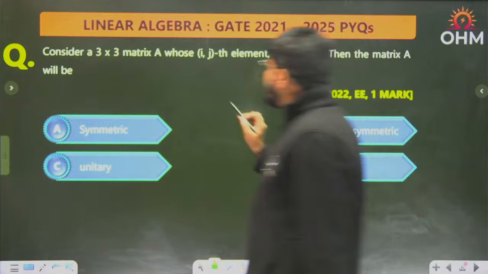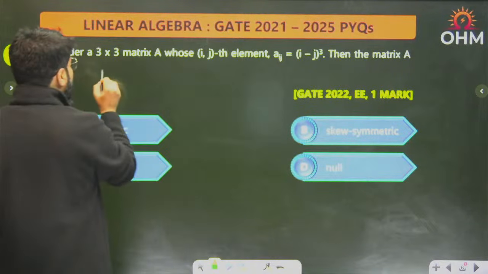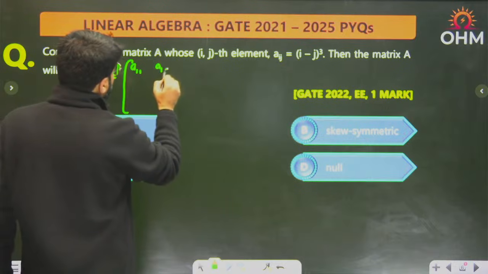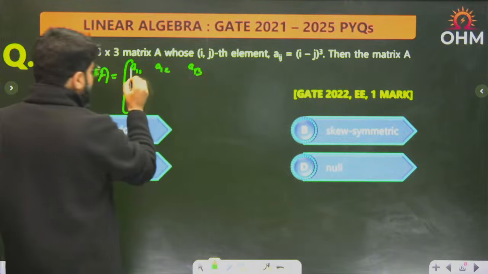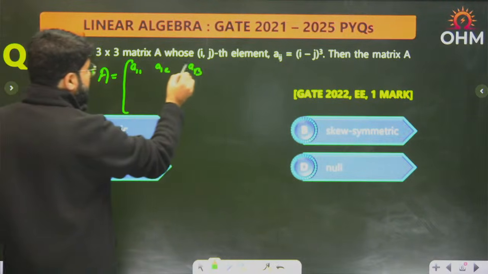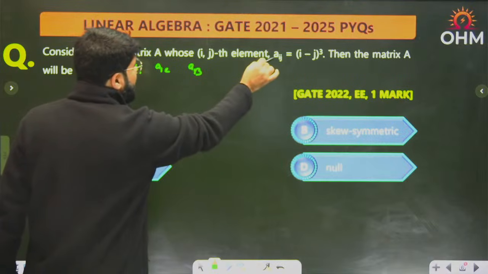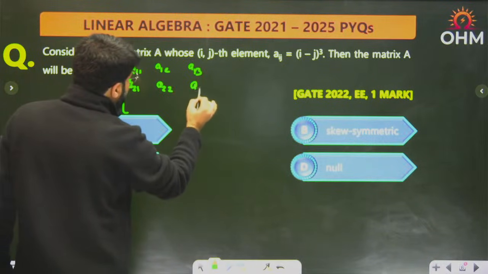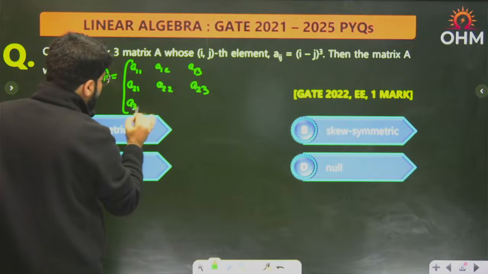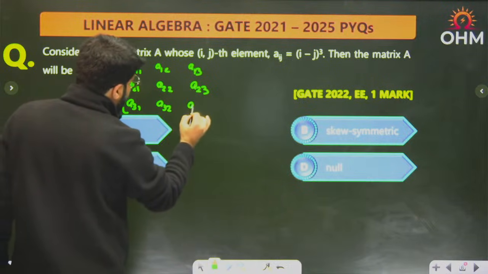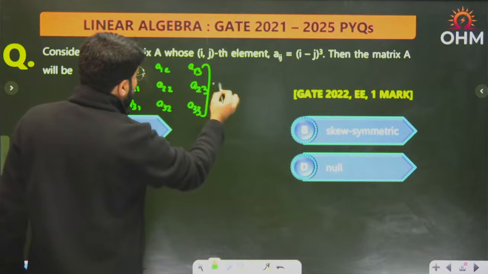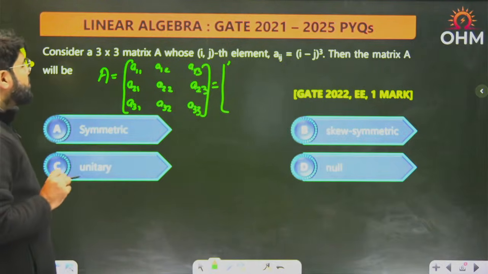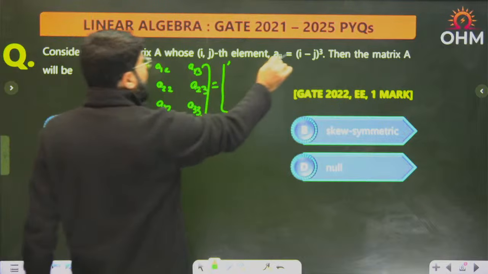So a 3 cross 3 matrix whose ijth element is given. If I have to form the matrix, normally what is this matrix? Say 1,1, 1,2, 1,3: first row first column, first row second column, first row third column. When I say Aij, ith row and jth column, what will come up here? 2,1, 2,2 and 2,3 element. What will come up here? 3,1, 3,2 and 3,3 element. And what is this then equal to? What is any element? (i minus j) whole cube.